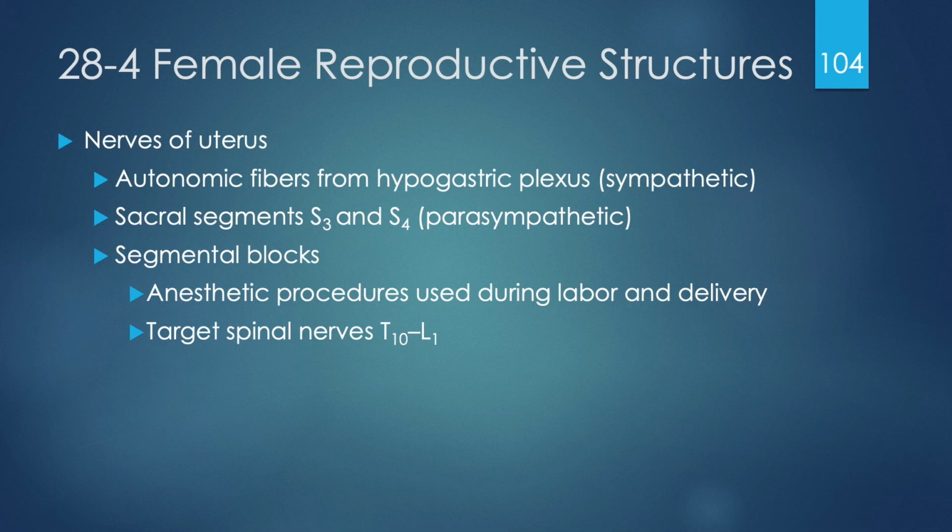The uterus is innervated by autonomic fibers that arise from the hypogastric plexus, which is sympathetic, and also from sacral segments S3 and S4, which provide parasympathetic innervation. Segmental blocks are something that is typically done during labor and delivery, which is an anesthetic procedure, and so they will try to target spinal nerves T10 through L1 at this point.